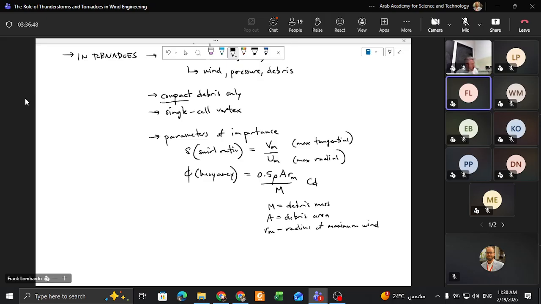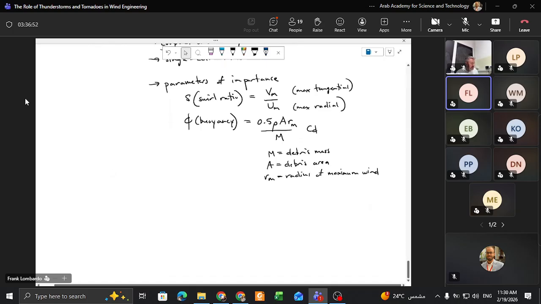And again, for spherical or compact debris, CD then doesn't matter how it's flying through the air, that's a constant value. And then the last thing that they came up with, this third parameter, which I guess is psi maybe.